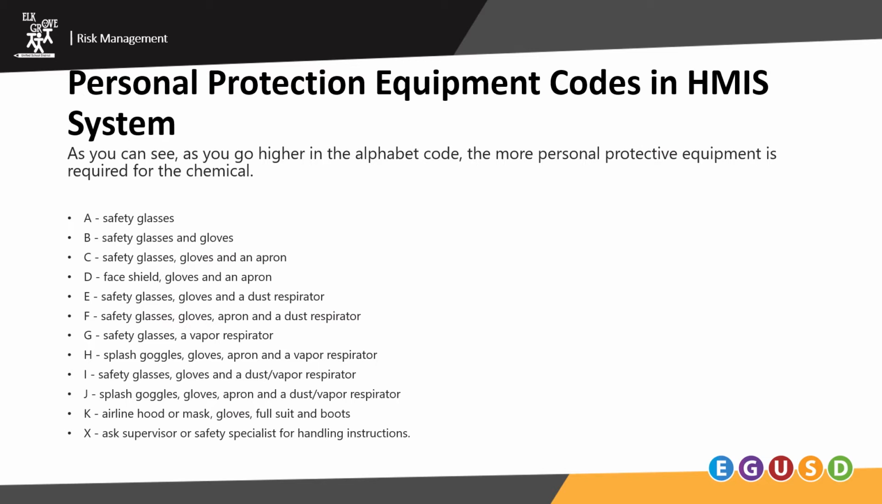F, safety glasses, gloves, apron, and a dust respirator. G, safety glasses, vapor respirator. H, splash goggles, gloves, apron, and a vapor respirator. I, safety glasses, gloves, and a dust or vapor respirator. J, splash goggles, gloves, apron, and a dust or vapor respirator. K, airline hood or mask, gloves, full suit, and boots. X, ask supervisor or safety specialist for handling instructions.